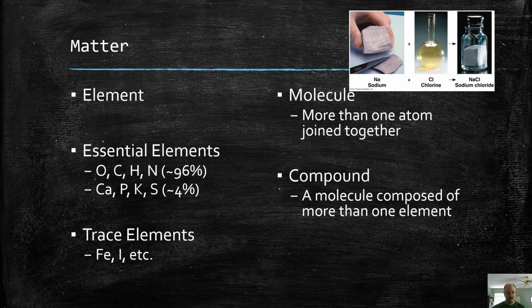But matter is anything that has mass, essentially. And when we look at the basic units of matter, we have elements, which are what our atoms are. Like there's an atom of gold, right? It's an atom of gold, and it cannot be broken down into any other element through any chemical means. So it's the basic unit of mass, if you will.